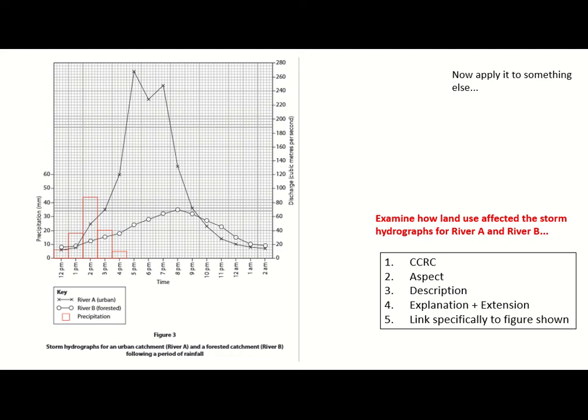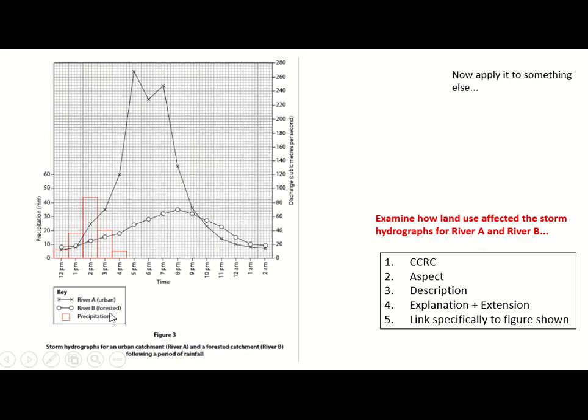Okay, so command word, examine. We're getting used to that now. What are we examining? We're examining land use and how it's affected these two rivers. Okay, river A, which is this one, and river B, which is this one. Okay, so land use means what's on the land, effectively. And again, looking at the graph carefully, we know that river A is an urban area. So the things you might expect to find in an urban area might be buildings, for example. And river B is a forested area, so you'd expect to find trees, for example.